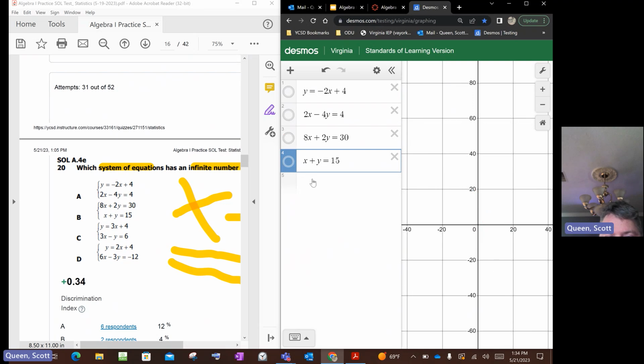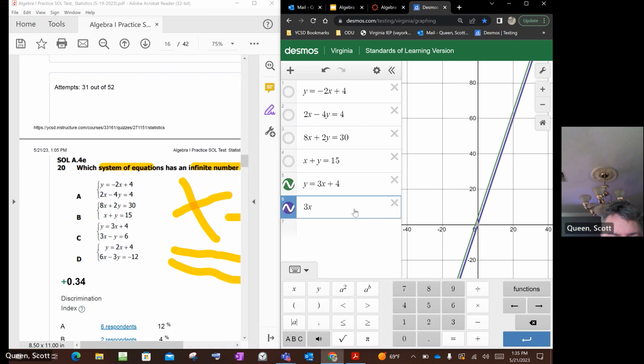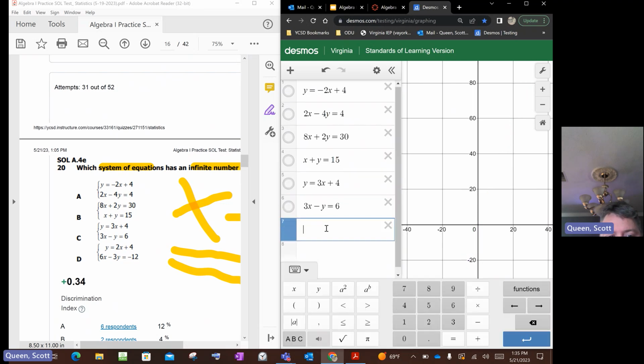I'm looking for infinite. All right, C, y equals 3x plus 4. And its companion was, let's see, 3x minus y equals 6. And I see some parallel lines. They're not touching. No solution. That's not it. It must be D.